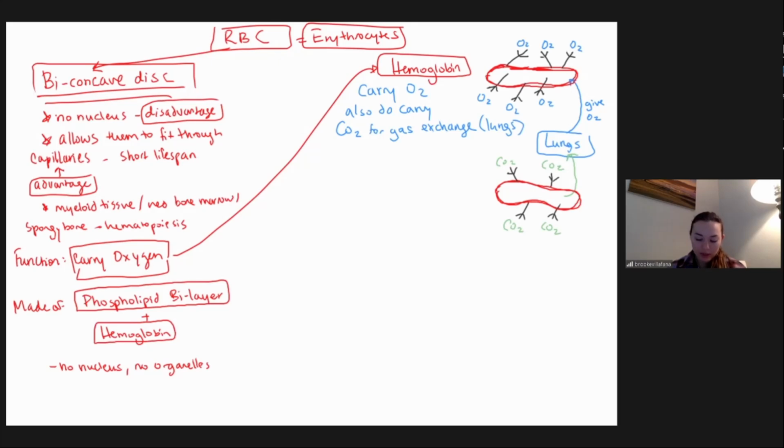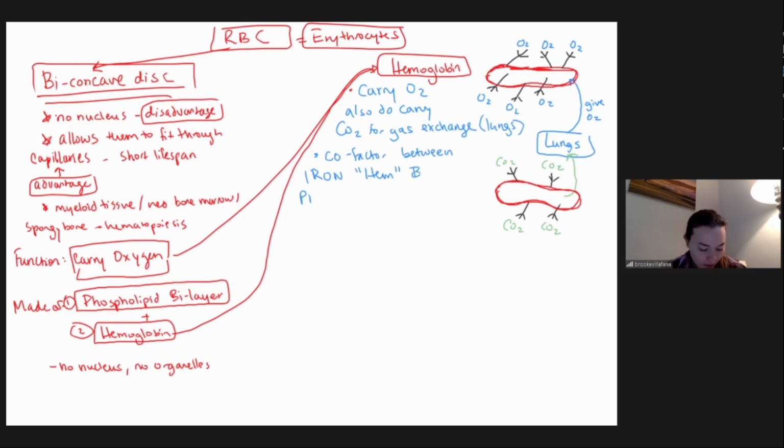Okay, so that's going to be important when we talk about phagocytosis. Okay, so again, going into our hemoglobin. So the hemoglobin is actually, like we said, it carries oxygen. It is a cofactor between iron. So iron is the heme portion of hemoglobin, and protein, okay? And the protein is globin.